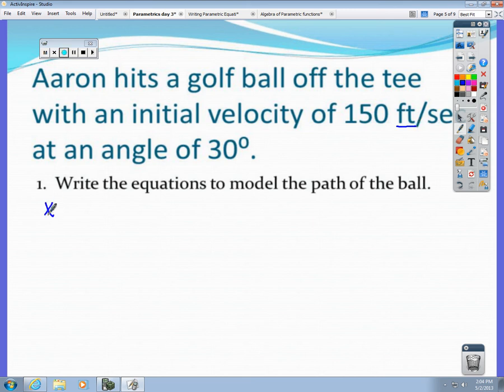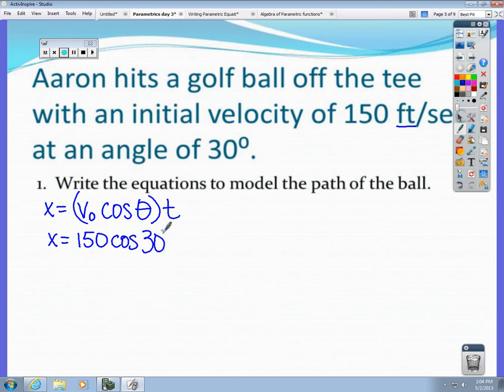So our x equation, again, was our initial velocity times the cosine of theta times t. So we're going to substitute in for the initial velocity and the theta. Initial velocity is 150 feet per second. Our angle is 30 degrees. And we're going to multiply those numbers together, so use your calculator to find 150 times cosine of 30.